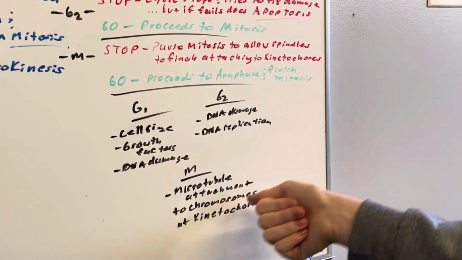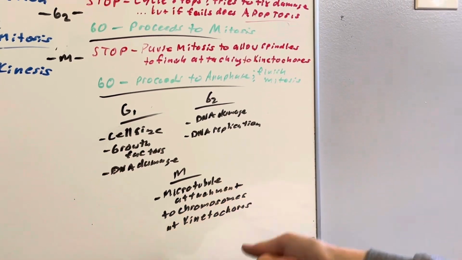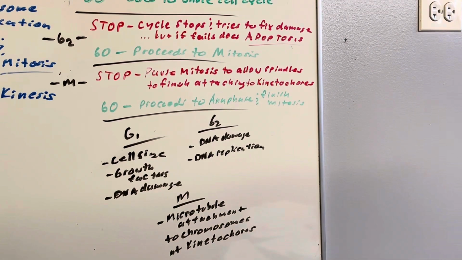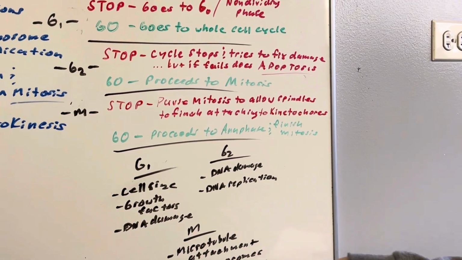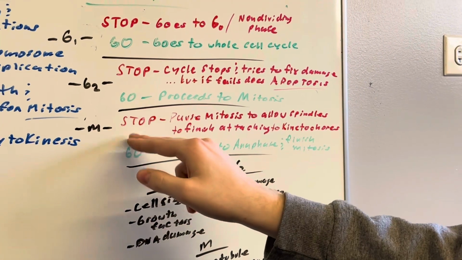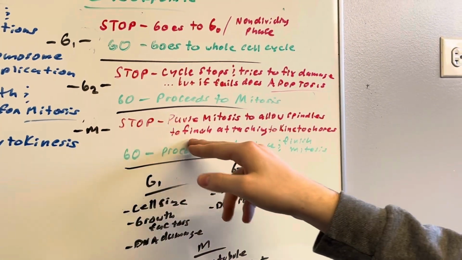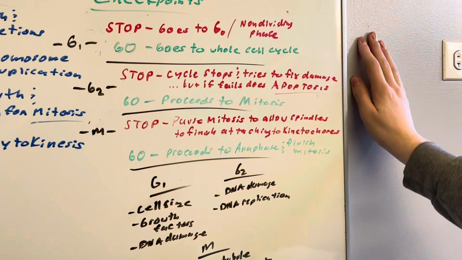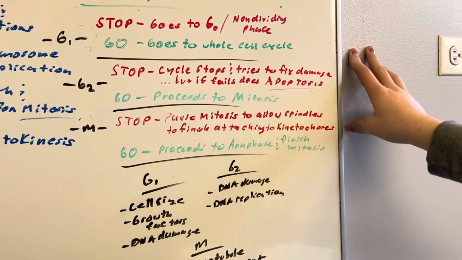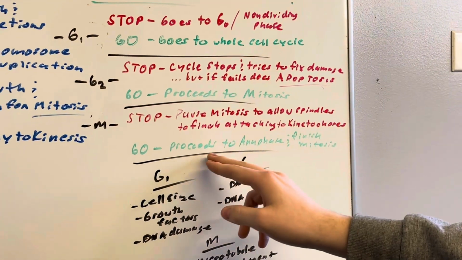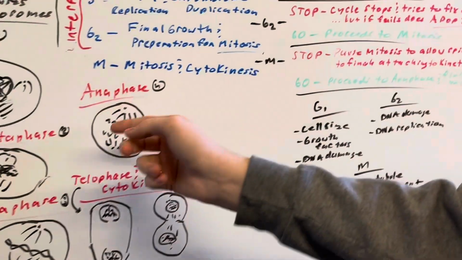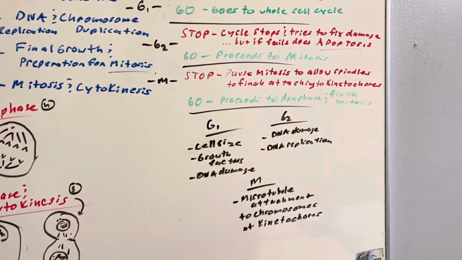At the mitosis checkpoint, it detects microtubule attachment to chromosomes and kinetochores. So if it detects a red light, it says don't go. It pauses mitosis and allows the spindles to finish attaching to the kinetochores. If it's already good, it gets the green light and it goes to anaphase, over here, and it finishes mitosis.